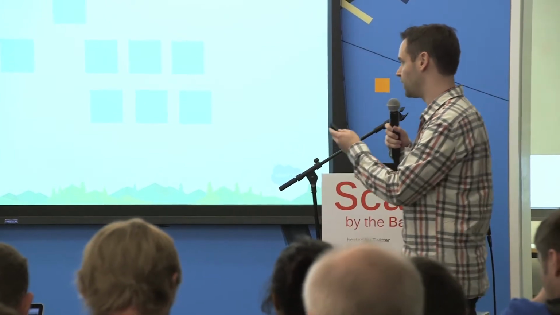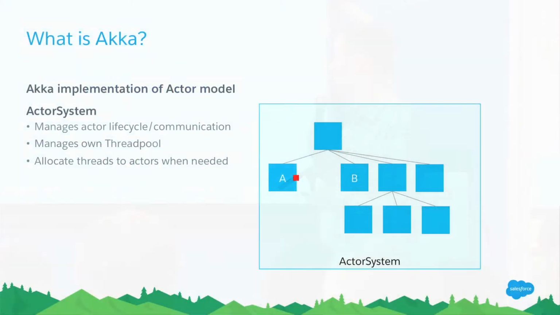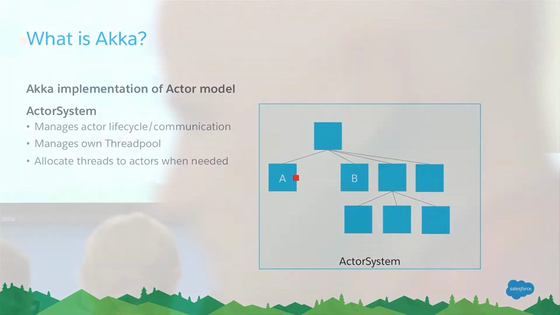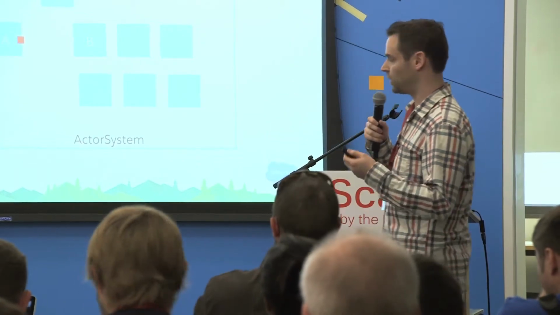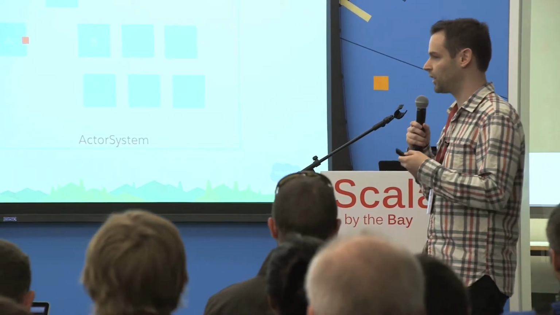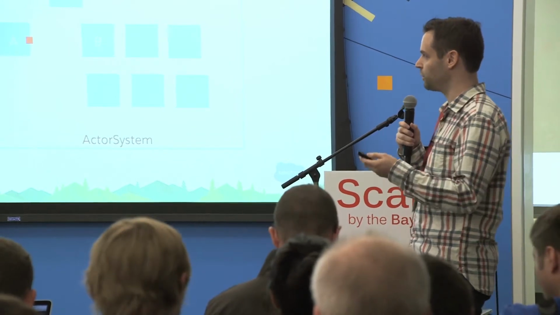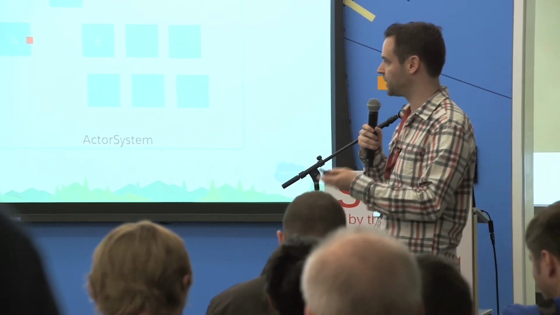Actor systems have a parent-child type of hierarchy, and a parent actor manages his children. So now I'm going to talk about the specific implementation of the actor model using Akka. Akka provides an actor system class that you instantiate, and it will manage your actor lifecycle and the communication between actors. And it will also manage its own thread pool, and it will allocate threads as needed when the actors actually have a message to process.